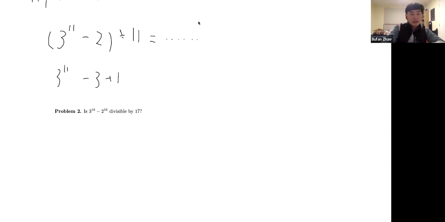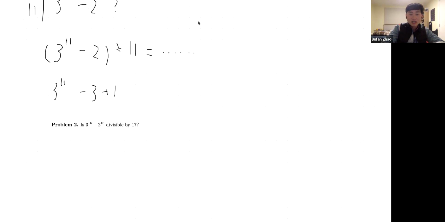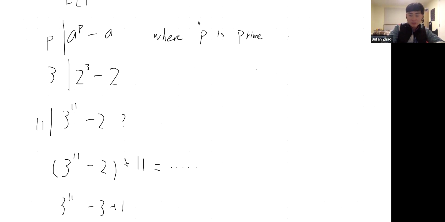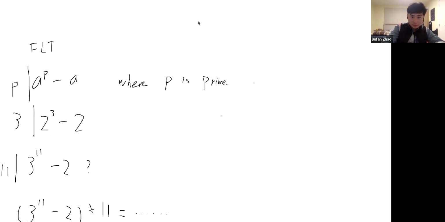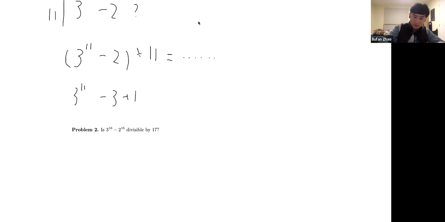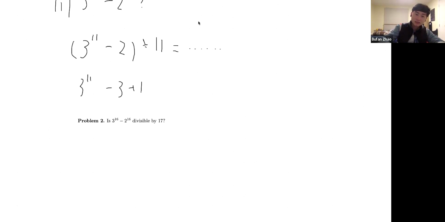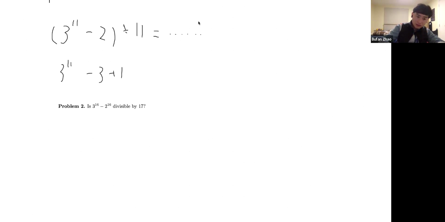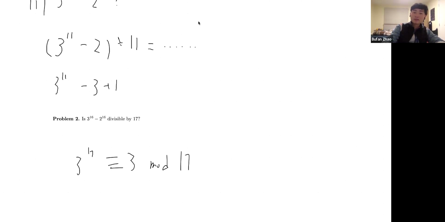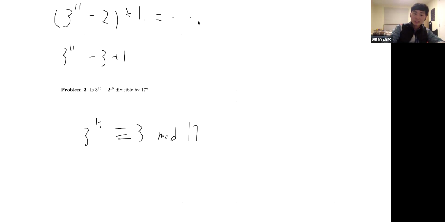Oh, sorry. Maybe I forgot to mention before, but the theorem only works when p is prime, and 16 is not a prime, so you cannot apply the theorem this way. Personally, how I do it is, 3 to the power of 17 we know has a remainder of 3 mod 17, right? Because 3 to the power of 17 minus 3 is divisible by 17. So 3 to the power of 17 has remainder of 3 mod 17.